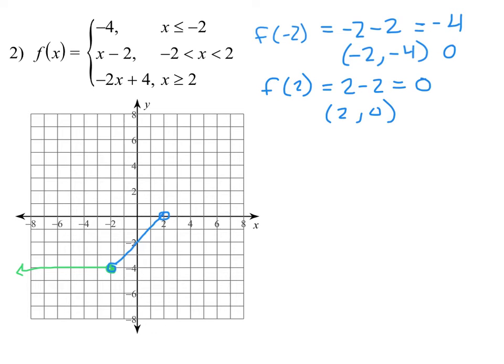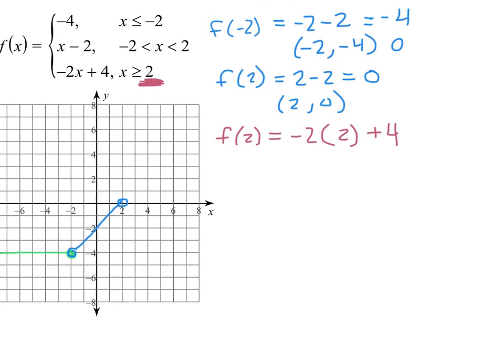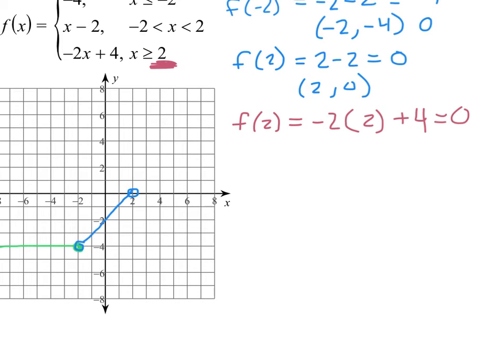Now we have our third piece of the piecewise function. So we're going to start by plugging in 2. So we have f of 2, and I plug in 2 because that's our number here. So negative 2 times 2 plus 4. Negative 2 times 2 would be negative 4 plus 4. This gives us 0. So when x is 2, y is 0. And we put a closed circle here.